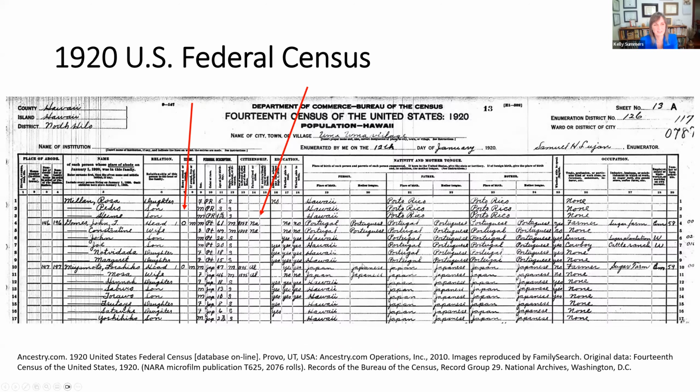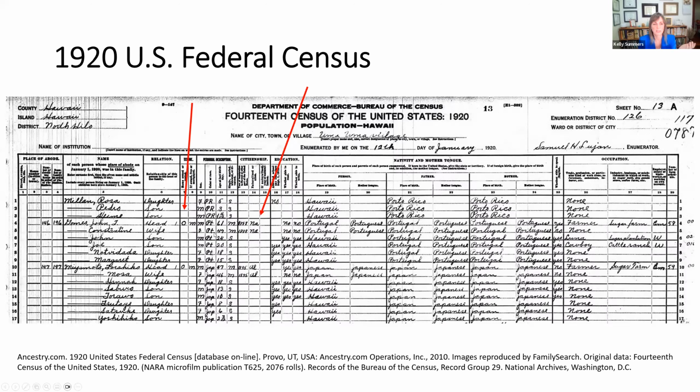1920, they've decided to ask a question about ownership of your home. So we have a household here. We have the relationships where we have head, wife, son, son, daughter. And then the O here represents, do you own or rent your home? In this case, O is for owning it. The M that follows means they have a mortgage on it, so they make payments.